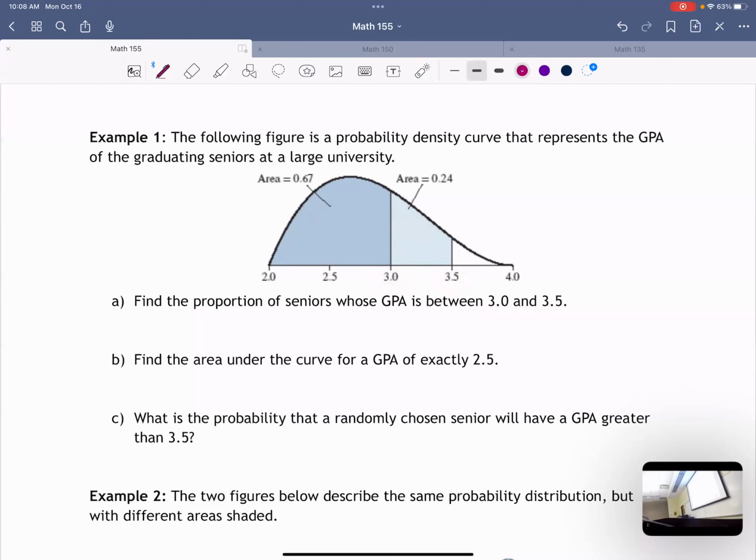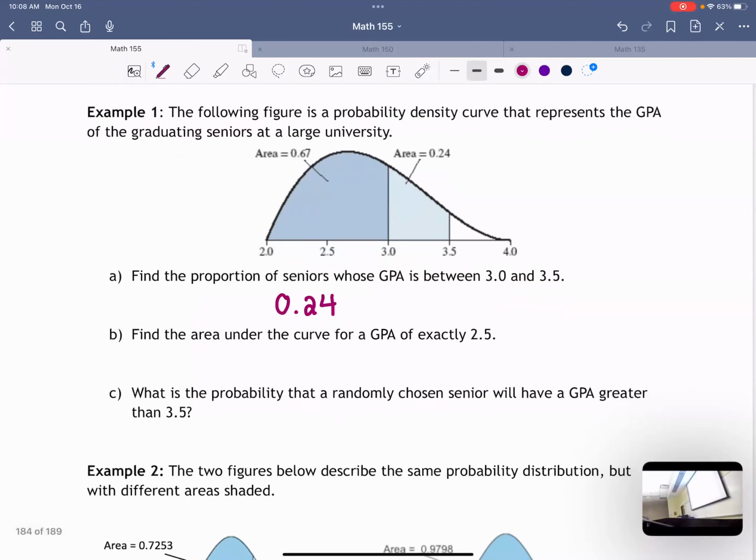There's an arrow pointing to it. 0.24, right? Because literally the question tells us what it is. So that wasn't too bad. I will say that in this class, the questions get a little bit harder than having an arrow pointing to it. Let's take a look at part B, okay?